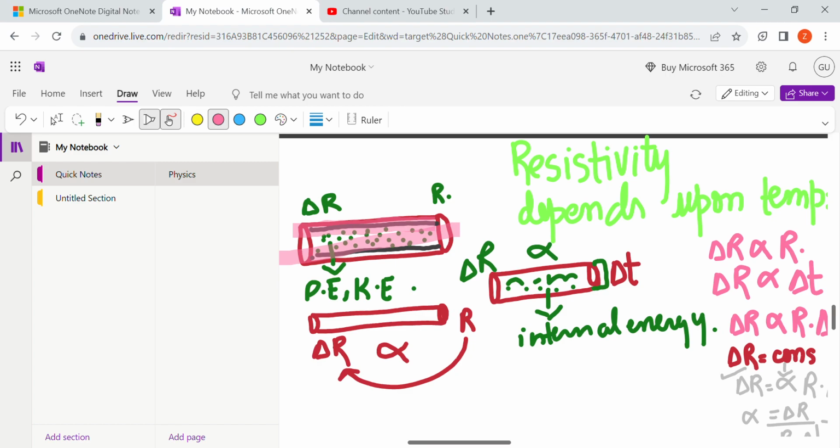When the electrons are moving, we know that kinetic energy and potential energy are involved here. This is the resistance. A change in resistance comes because electrons are flowing here. So if we change the resistance, the change in resistance, del R, is directly proportional to R naught.